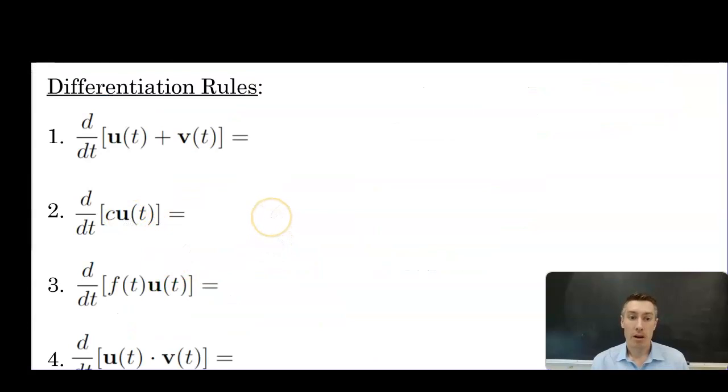Now, talking about our differentiation rules as they apply to vector functions. They'll mostly follow from our single variable differentiation rules, but we're just going to write them out with vector functions now. So if we're taking the derivative with respect to t of the sum of u of t and v of t, then our derivative is going to be u prime of t plus v prime of t. So we just differentiate the vector function u and add it to the derivative of vector function v.